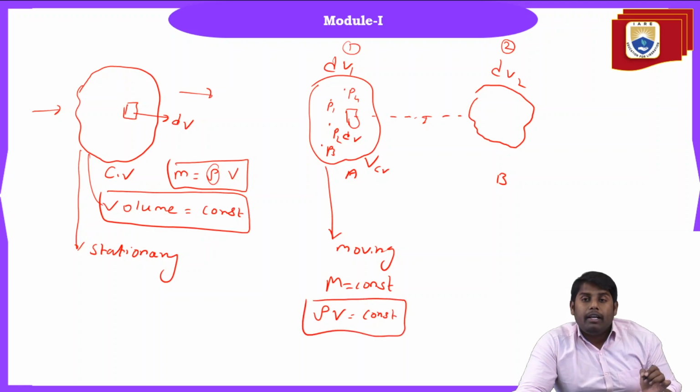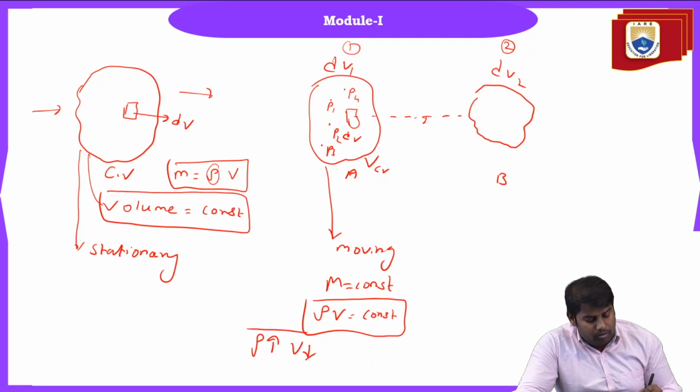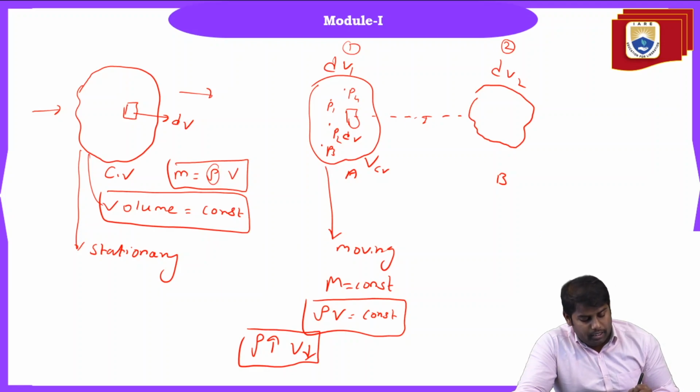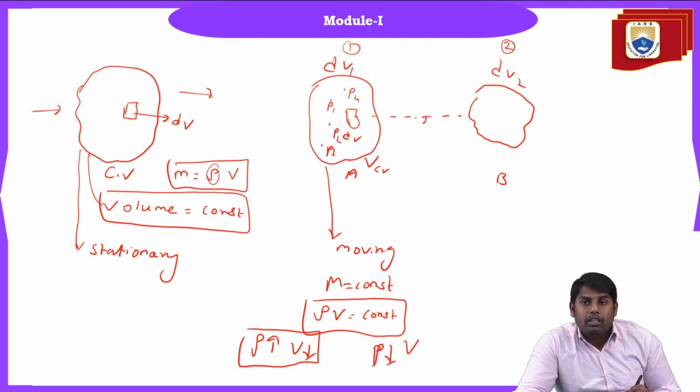But here, when the density increases, the volume decreases. So what is happening? If the density increases, the volume decreases. Next, if the density decreases, the volume increases.